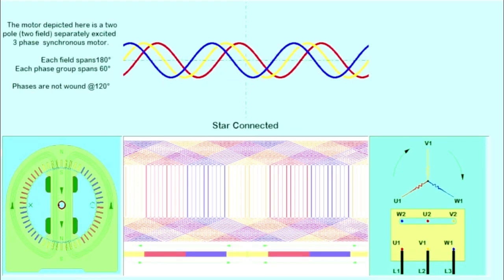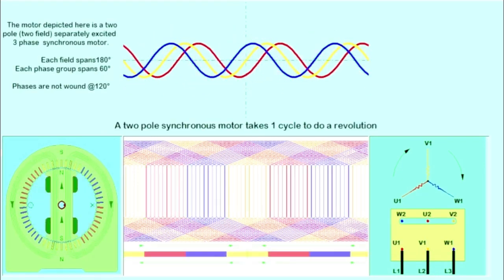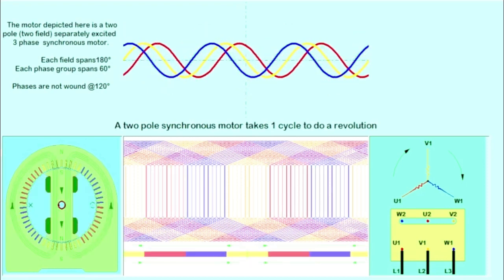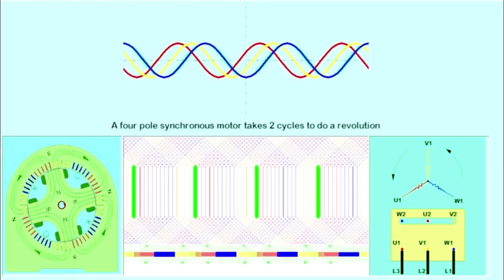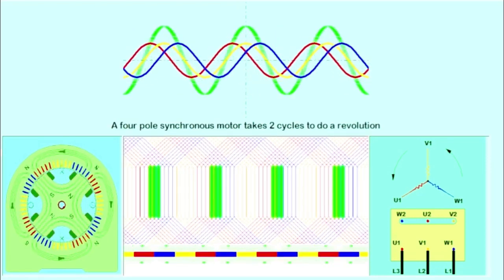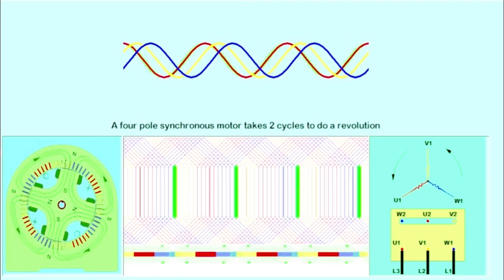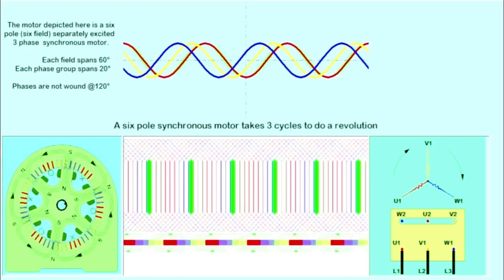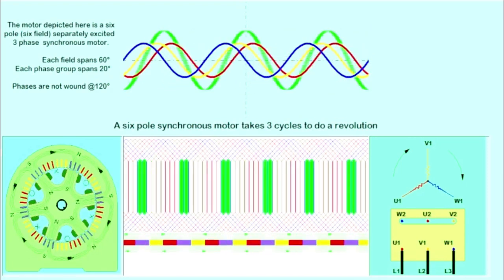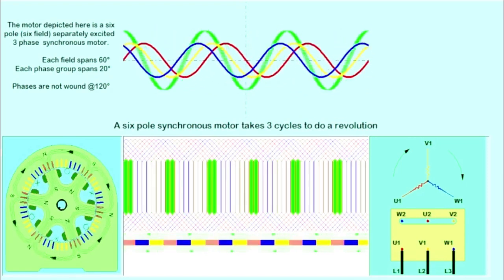At 50 cycles per second, a two-pole motor will take one cycle and run at 3000 rpm. At 50 cycles per second, a four-pole motor will take two cycles and run at 1500 rpm. At 50 cycles per second, a six-pole motor will take three cycles and run at 1000 rpm.